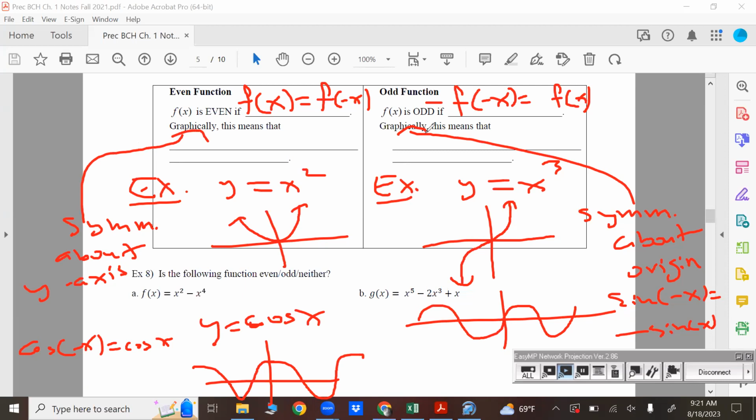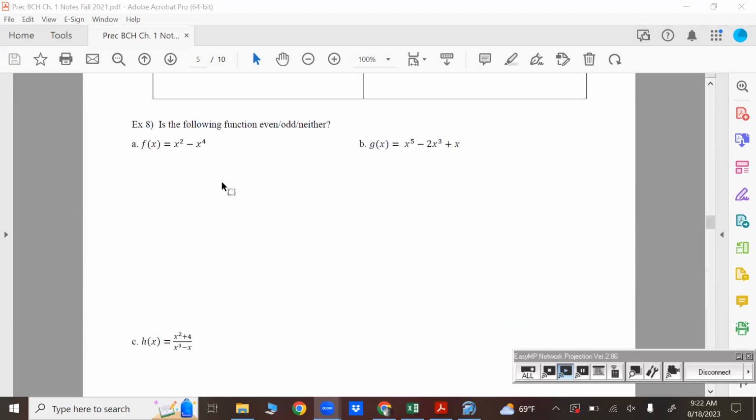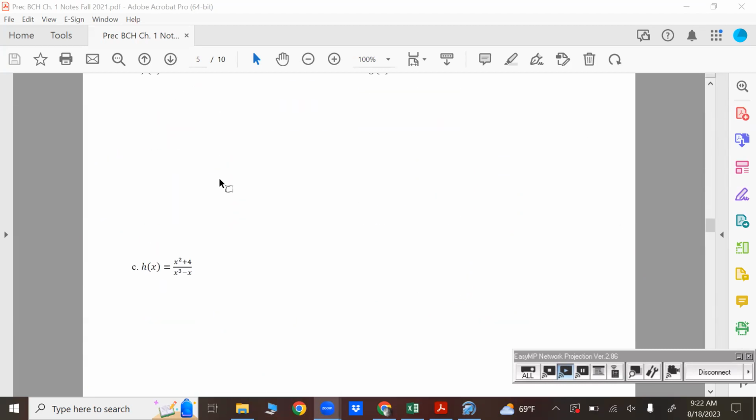So okay. So we're going to determine if these are even, odd, or neither. And I'm going to show how I want you to do it. Also going to show you a quick and easy way just to check to make sure you got it. But I am going to prefer you to go about it algebraically. I don't want you guys being lazy here. So I'll do A and B, and I'll have you guys try C.